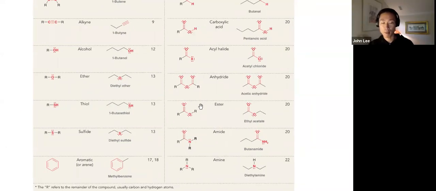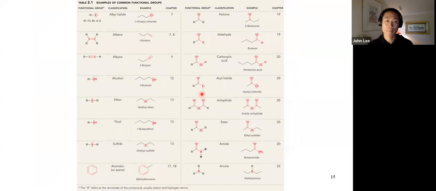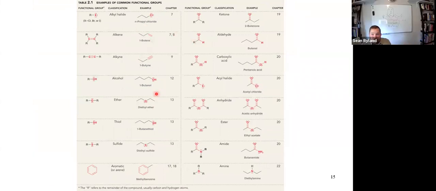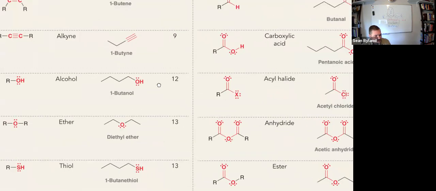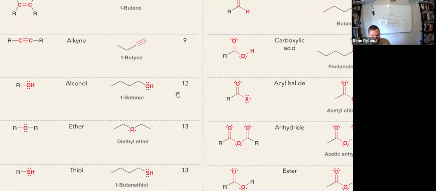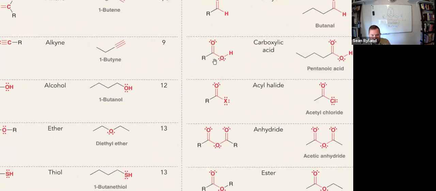So no need to memorize the whole list right off the bat. At least get familiar with them. But now I wouldn't necessarily make yourself flashcards right away. Be familiar with the names, especially some of the ones that are kind of similar to each other. Know what the difference is between an alcohol and an acid. They both have an OH group, but an alcohol has just an OH group, and an acid has the OH and a carbonyl.